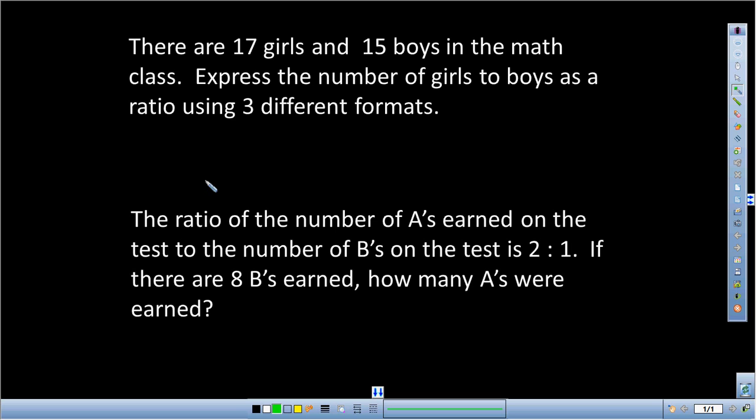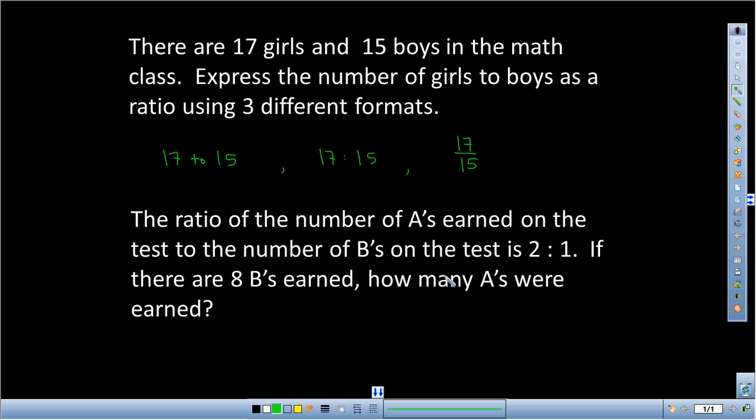Now remember, it's important that we write the ratio as is given to us. The ratio is girls to boys. So we can write that ratio 17 to 15, like that. We can write it as 17 with a colon in between to 15 in this format. And we can also write the ratio in what we would call fraction form, 17 to 15. So those are the three common ways that we would usually express a ratio.